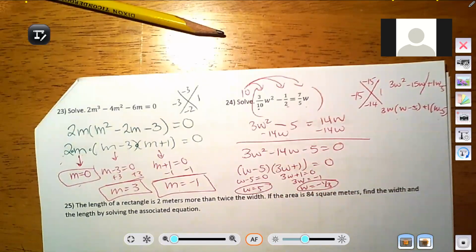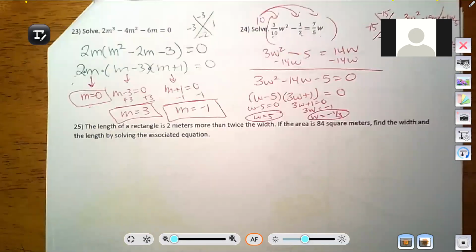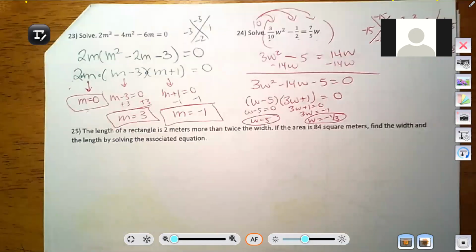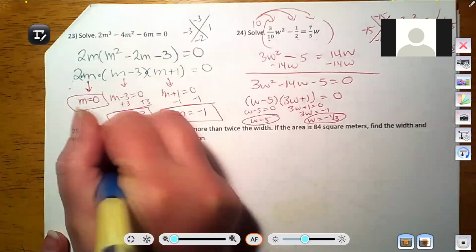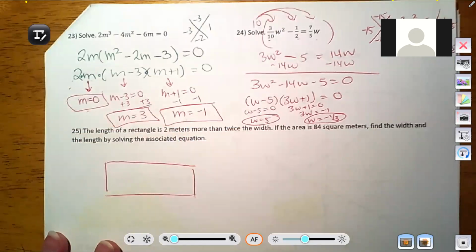And then last but not least on this midterm review is another word problem. The length of a rectangle. Make sure you're drawing a rectangle. Draw the picture if you can for word problems.